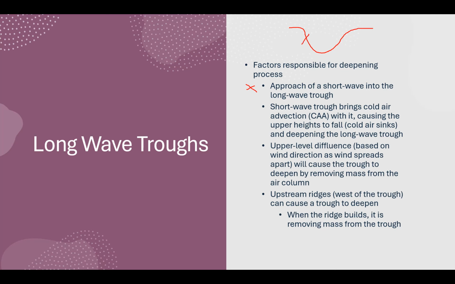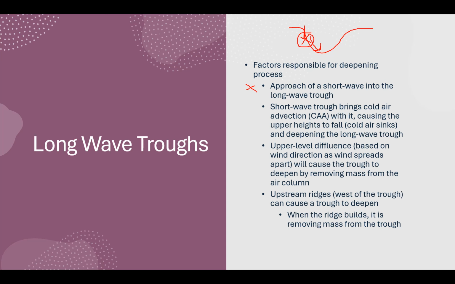Let's label the shortwave trough with the letter X. As this X, the shortwave trough, moves into the west side of this long wave trough, it is going to result in deepening. So you have to look at the position of the shortwave trough as it comes into the base of the long wave trough. It's going to deepen this long wave trough. Why? Because again, those short waves bring cold air advection with them, causing the upper heights to fall. Cold air sinks and deepens the trough.